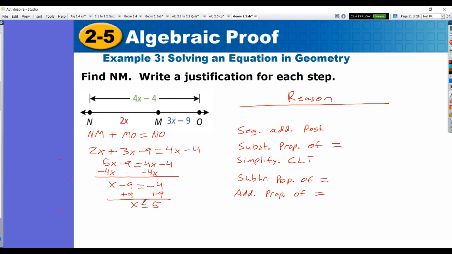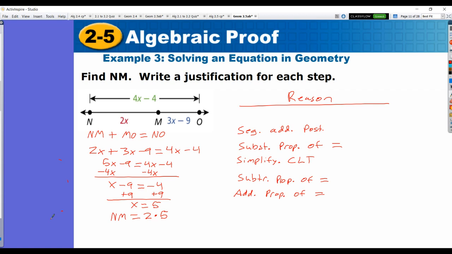Okay, so now we're down to x equals 5. We have what x equals. So now, just like we've solved these before, we need to substitute 5 back in for x for nm, because we're trying to find nm. Okay, so the next thing I'm going to write down is that nm is going to equal 2 times 5 because I'm putting 5 in place of x.